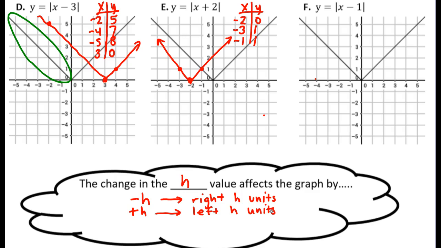So when we take a look at F, since it is negative on the inside, remember -H, we are shifting to the right H units, so I'm going to put a point on +1, and then I'm going to make my V-shaped graph from there.